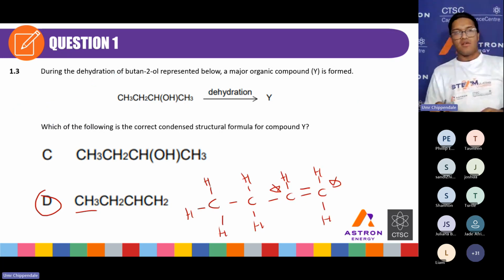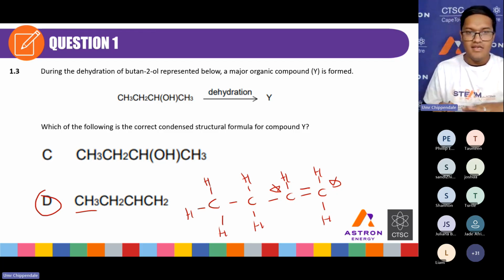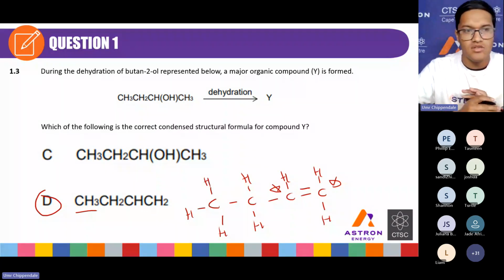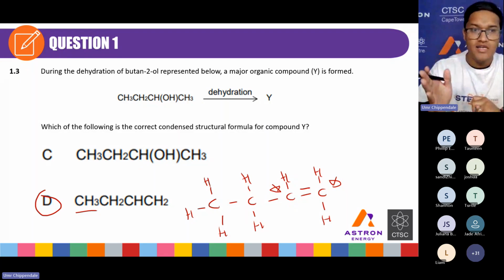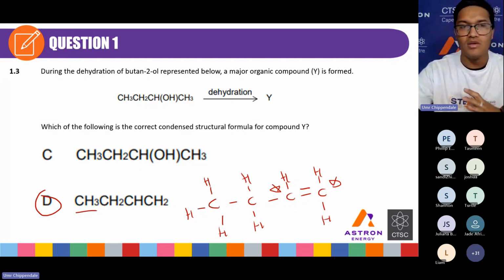But you were allowed to actually say it's B or D in this particular case. They actually would have marked you right. So if you wrote B or D in here, you will get the answer. It all depended on where you took your hydrogen away.